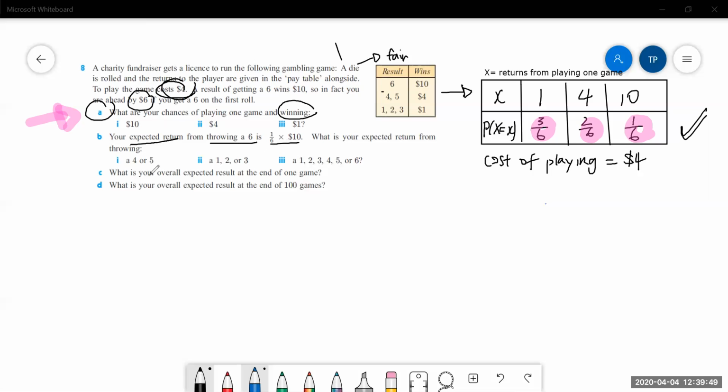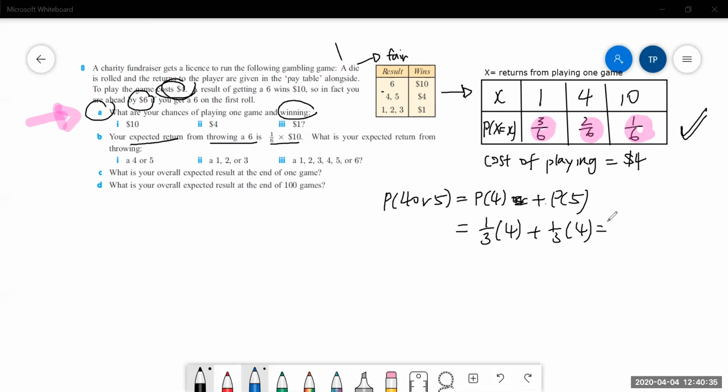What is your expected return from throwing a 4 or 5? They want the probability of throwing a 4 plus the probability of throwing a 5, so we want the returns of throwing a 4 and a 5. It will be 1 over 3 times $4 plus 1 over 3 times $4. So we will get 8 over 3. That's the expected return.